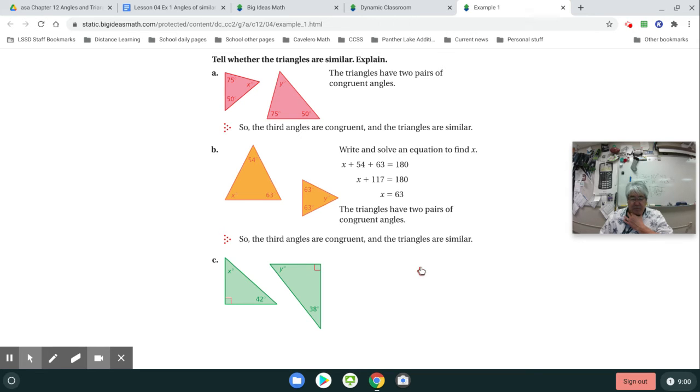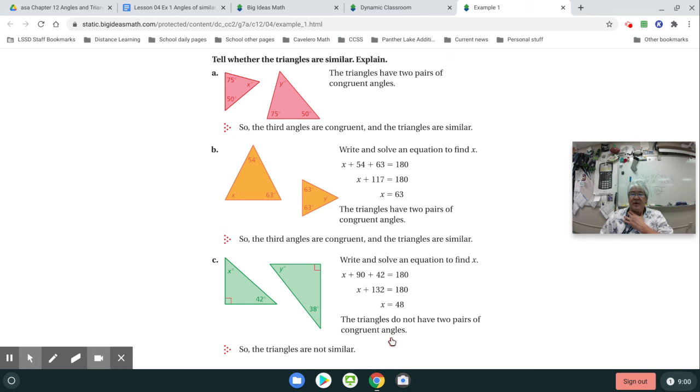Last one. X is going to be equal to 48. That means if this is 48, there's no way these two angles over here are going to be equal to these two. Because I got a 48, 42, I've got a 38. There's no way that's going to be, well, it can't. You've already lost it because you have one set of angles that are not the same. Already, you know it's not similar. Okay?